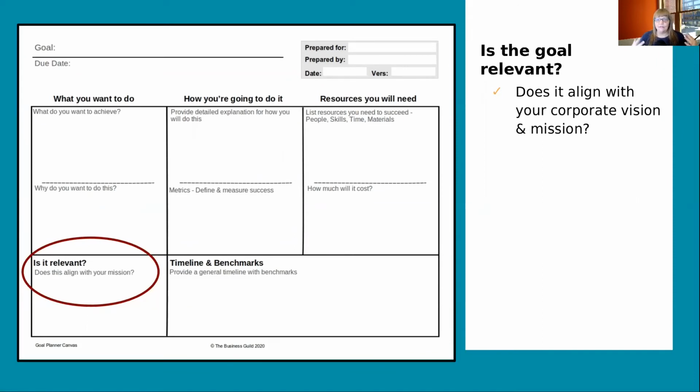A lot of people have fabulous ideas, but if it isn't in line with your corporate mission, then it shouldn't be a corporate goal. That doesn't mean it's something that you couldn't have as a personal goal, or maybe you even want to start another business to pursue this particular goal. But if it's not relevant to the business you have today, then you shouldn't be wasting business resources to achieve it.